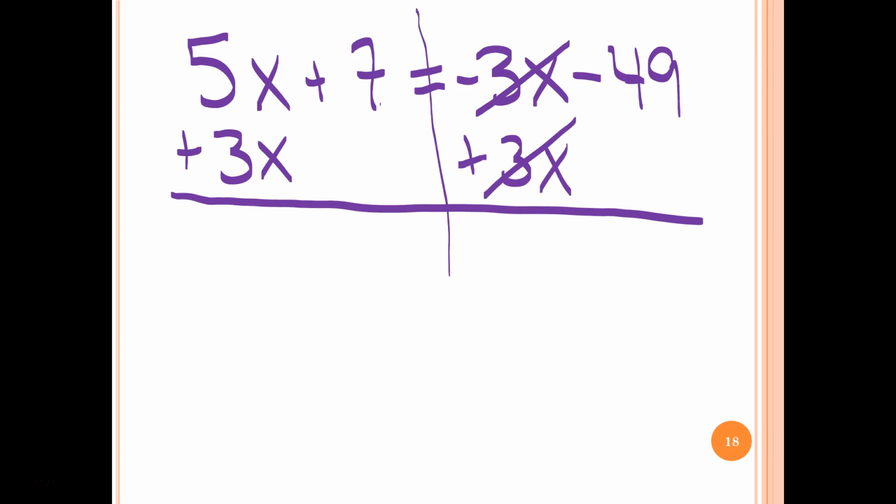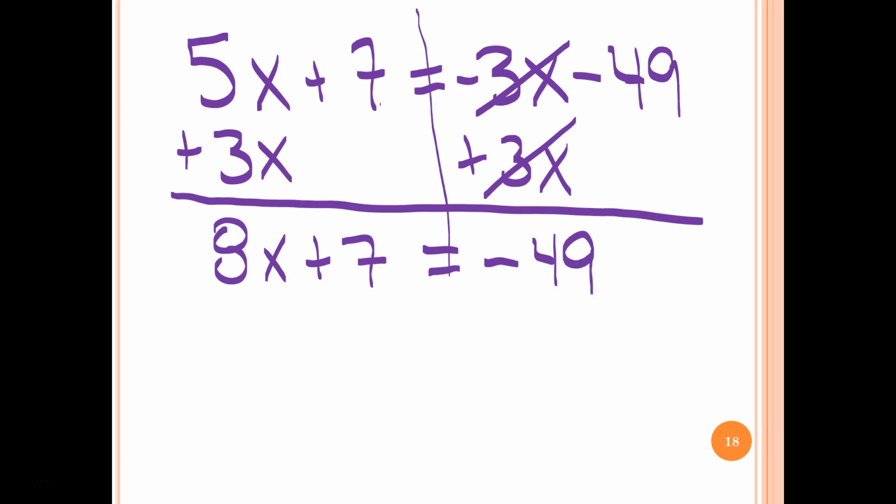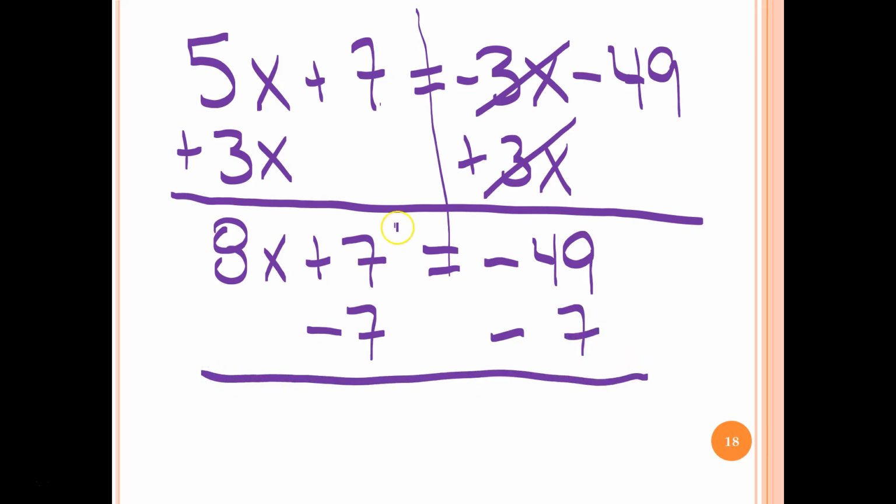And now we want to write down our new equation so that we can continue to solve. 5x plus 3x is 8x, and we still have a plus 7, so that has to go along for the ride. Our equal sign separates the left and right-hand side of the equation. And now we have negative 49 on the right-hand side. So next step, let's go ahead and get this number term to the right-hand side of the equation. And notice that it's being added. So what undoes addition is subtraction. So we're going to subtract 7 from both sides of the equation, leaving us with 8x equals negative 49 minus 7.